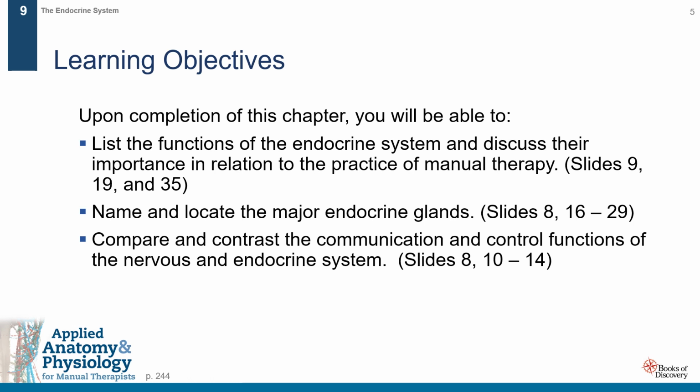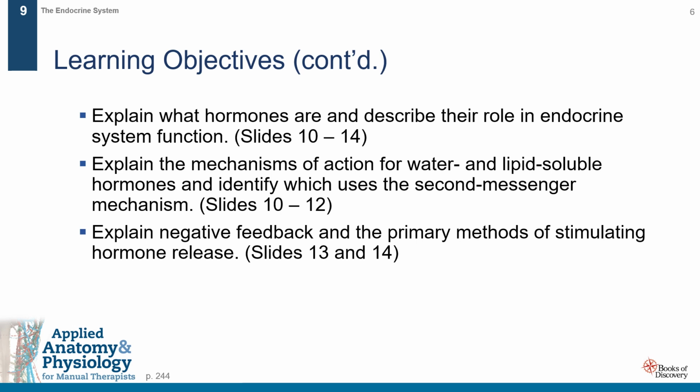And the learning objectives for Chapter 9 are that at the end of today's lecture, you will be able to list the functions of the endocrine system and discuss their importance in relation to the practice of manual therapy, name and locate the major endocrine glands, compare and contrast the communication and control functions of the nervous and endocrine systems. Explain what hormones are and describe their role in endocrine system function.